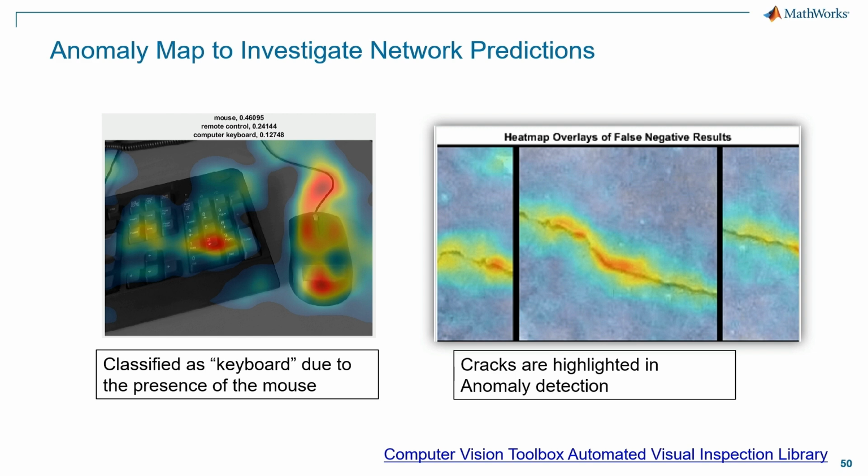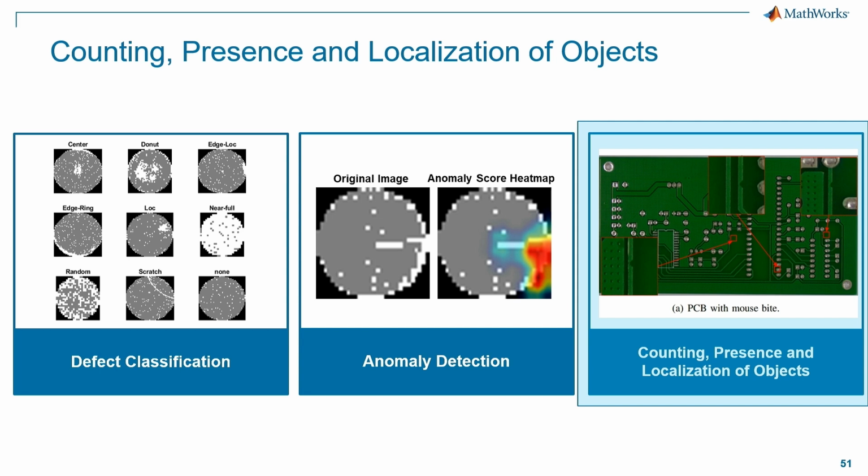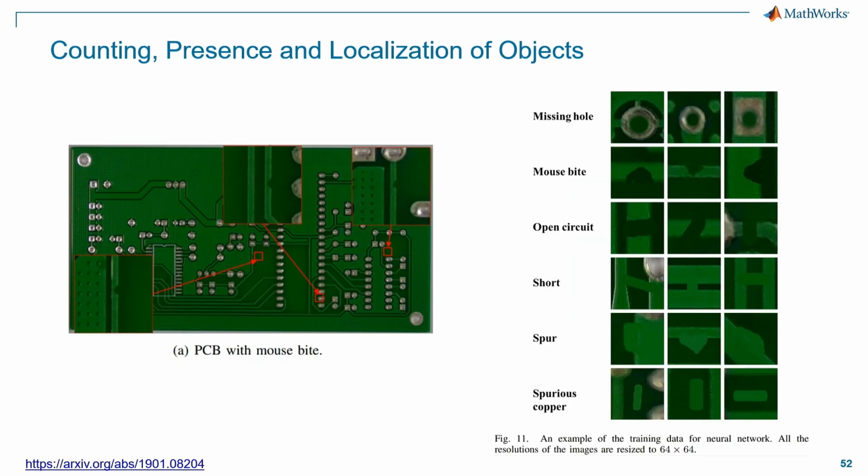You see those cracks over there actually give me the feature. We use those data to basically say there's a crack on your products. Those are basically the heat maps MATLAB can give you after you train a model. Okay, so let's go to my last example for counting, presence and localization.